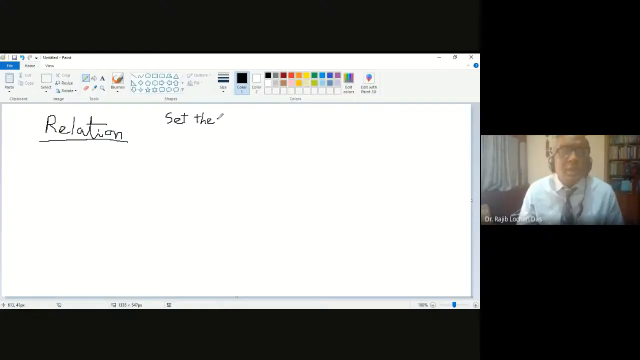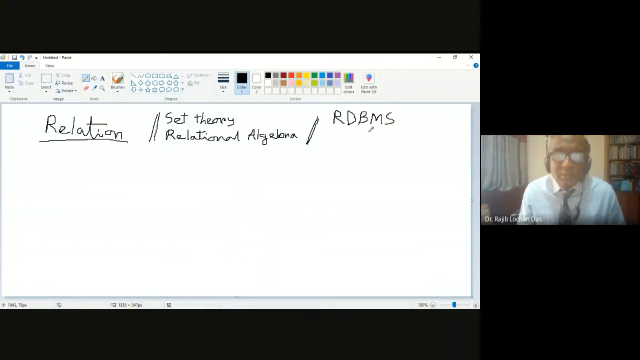It is included in math. It is set theory and sometimes we call relational algebra. So these two are the foundation of the concept. What we are going to discuss today is the database theory, and particularly relational database theory. This area of computer science is actually connected with this topic that we are now going to discuss as relation.